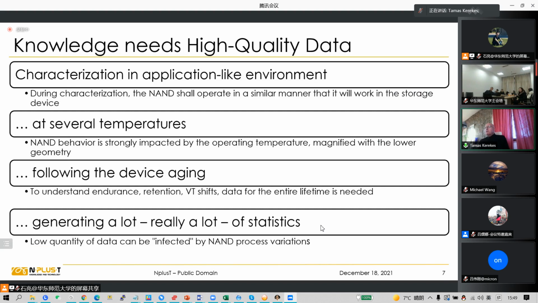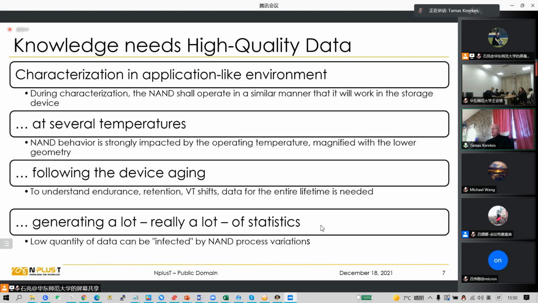So the first and most important point is that if you want to understand the NAND and characterize the NAND, you have to do it in a very similar manner as it will operate in the final application. This is one of the reasons that you cannot get this information from NAND vendors, because they don't know how you will use their NAND. Another important thing is the temperature dependency. The lower geometry has a higher temperature dependency, and the temperature impacts reliability very strongly. So you have to do the characterization at several temperatures. Of course, you have to follow the device aging.